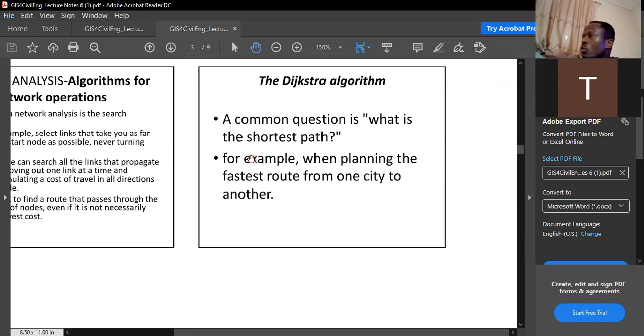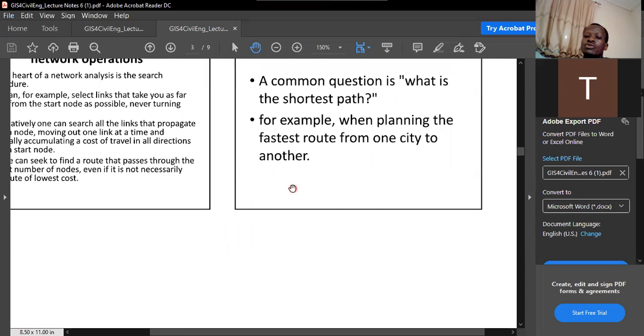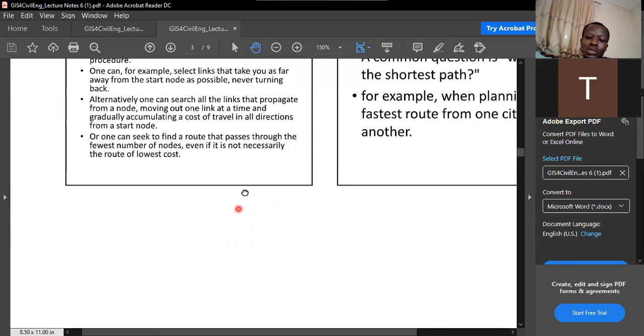So the common question that really is asked is, what is the shortest path? What is the shortest path? So I'm going to show you an algorithm, or a program, that actually solves the problem of finding the shortest path on a network. So you may want to find, as part of your planning, most of the time, the shortest route from one city to the other.